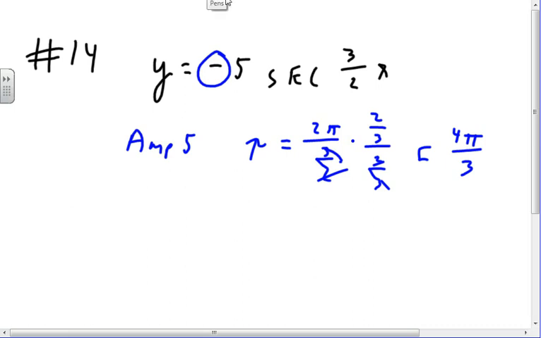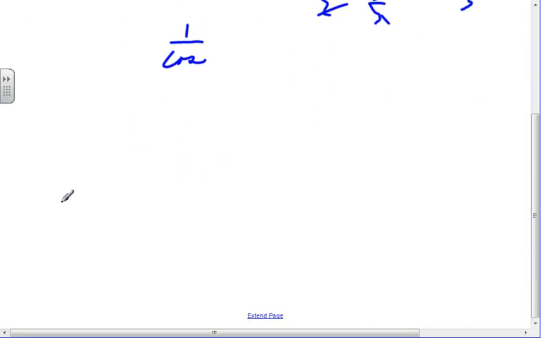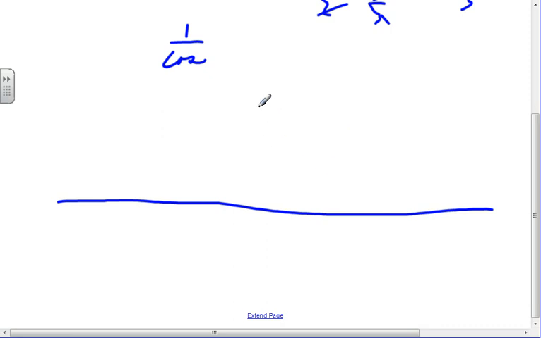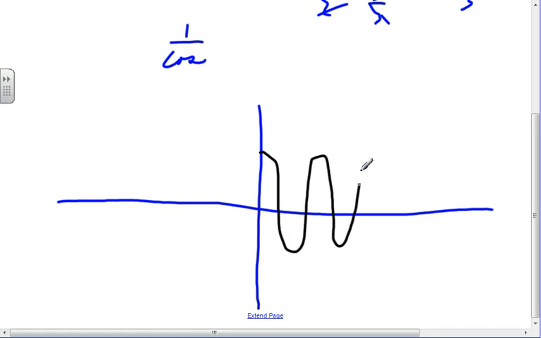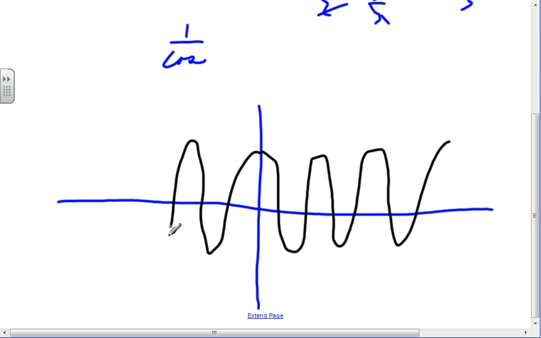Okay, and we have a secant, which is 1 over cosine. So what we're going to do is draw the cosine curve. Oh, that is just really bad. All right, that's plenty. And where the cosine curve passes through 0, we'll throw in construction lines.